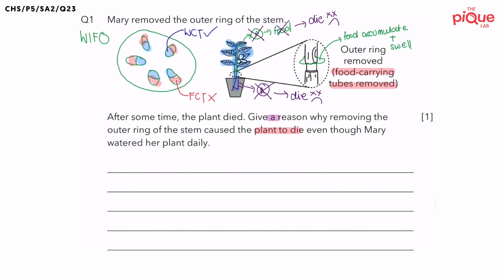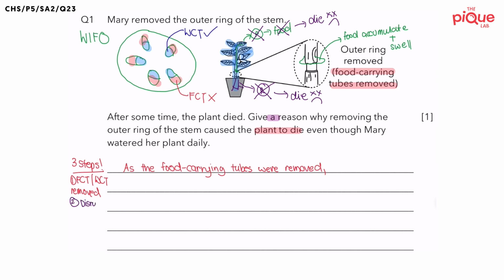And now I will teach you an answering technique to help you organize your answers for a transport in plant question. Step number 1, you need to tell me if the food carrying tubes or the water carrying tubes were removed. And this is how you should write out step 1 of the answer.